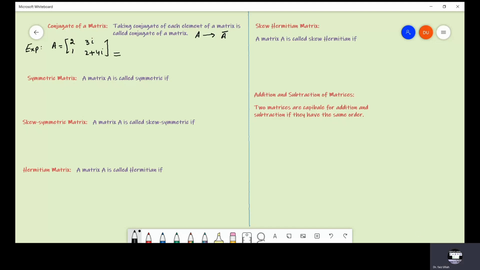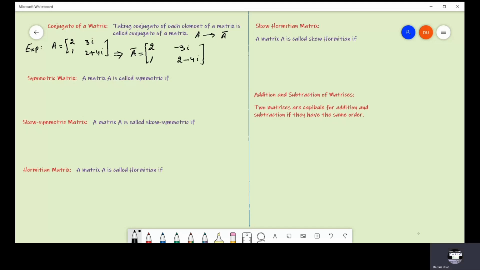Now let us see how to obtain its conjugate. So A conjugate is a matrix obtained by taking conjugate of each number of this matrix. Conjugate of a real number is again a real number. Now 3 iota is an imaginary number, so it will change sign. So its conjugate is minus 3 iota. Again, conjugate of 2 plus 4 iota is 2 minus 4 iota. So this is called the conjugate of matrix A, which changes only the sign of an imaginary part.